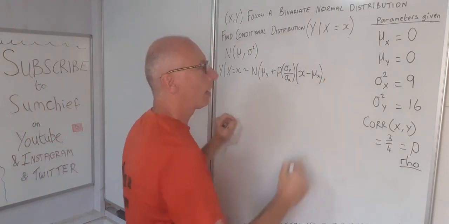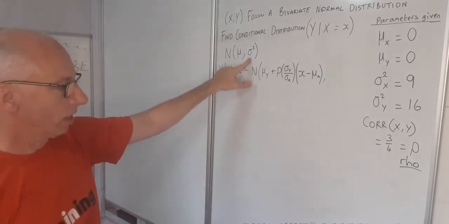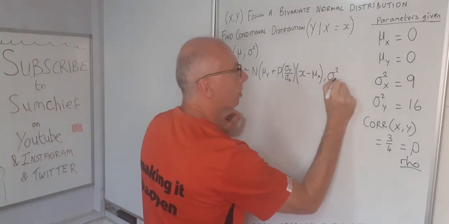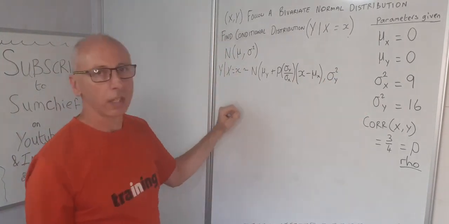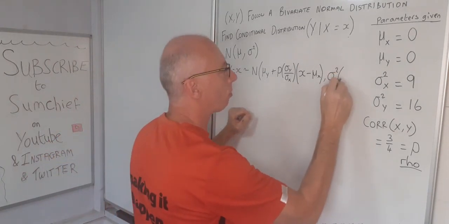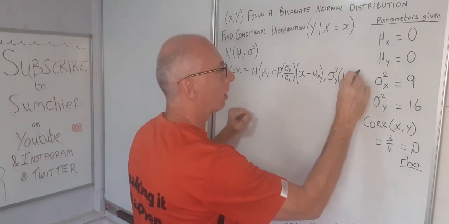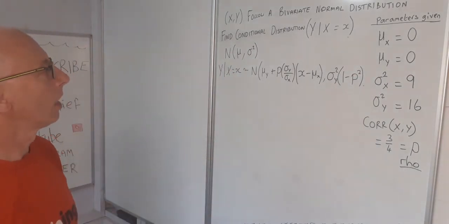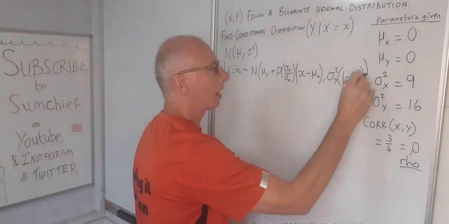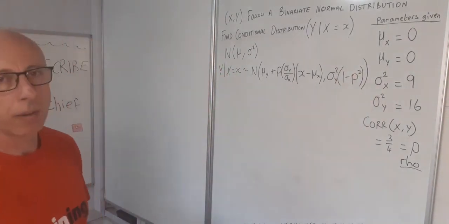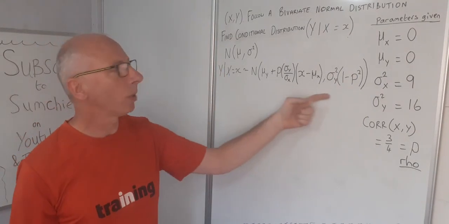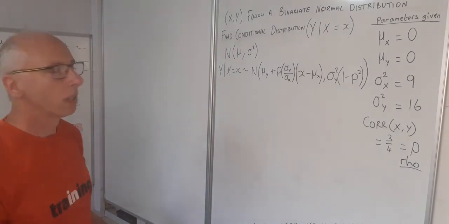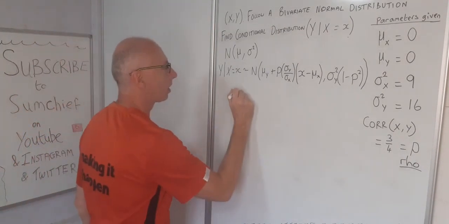And then what we need now is our variance. So our variance now is the variance of Y multiplied by 1 minus rho squared. Okay, and then we just bracket that off. So now it's just a simple case of carefully plugging in the numbers, and then that's going to give us our distribution. So let's see where that takes us.